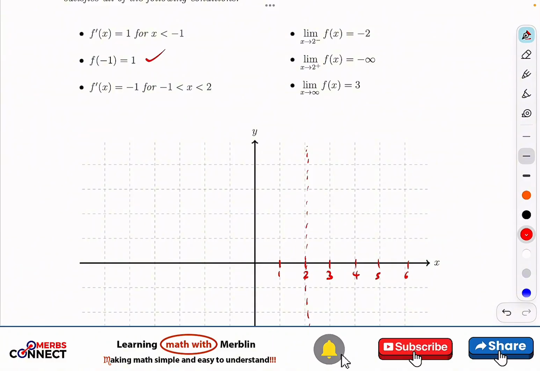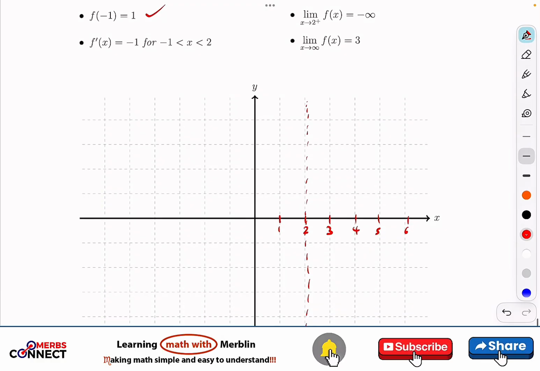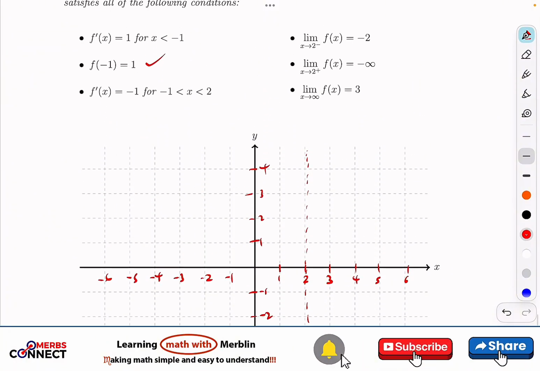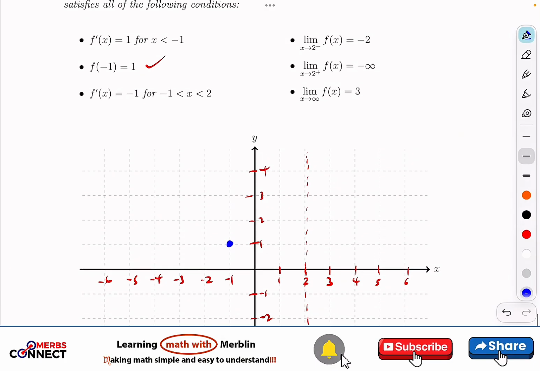So let me say this is -1. Okay, so I have -1, -2, -3, -4, -5, and -6, and 1, 2, 3, 4. So f of -1 is 1, so I can have it here. Let me use blue for that. Good. So that one is done.